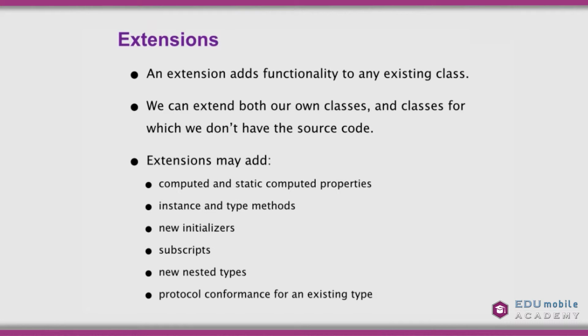Extensions can add more stuff. They can add computed properties only. Now, they can be computed instance properties or computed static or type properties, but they can't be stored properties. Okay. Instance and type methods can be added through an extension. New initializers can be added. We can add subscripts, which we're going to talk about here in a minute. We can add types inside of types, or new nested types. And we can actually make a type conform to or adopt a protocol by using an extension. So extensions are very powerful things in Swift.